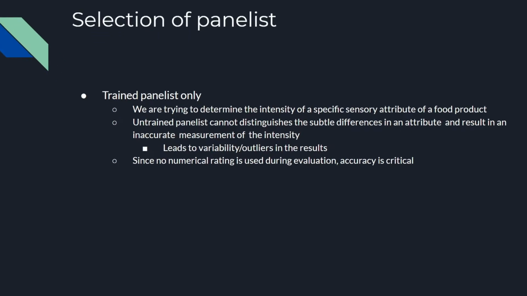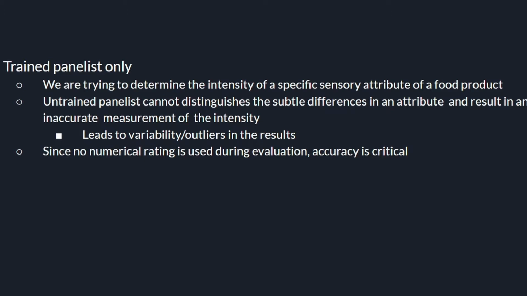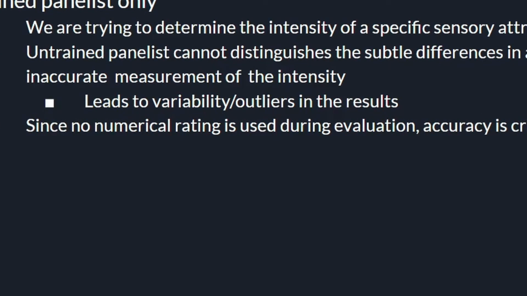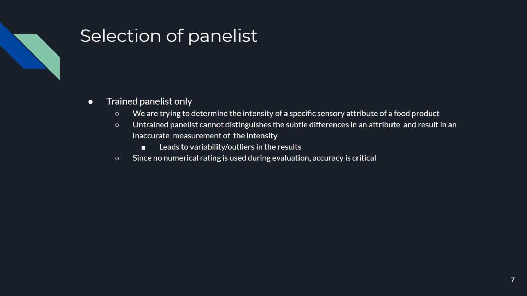For the sample testing, we will be using trained panelists only because we are trying to determine the intensity of a specific sensory attribute, and in this situation, we are testing the color intensity of maple syrup. If untrained panelists were to be used, they wouldn't be able to distinguish the subtle differences in the color intensity of the different maple syrup products, because these maple syrup products would all look the same if we just look at it at first. So as a result, they would inaccurately measure intensity, and this would result in lots of variance and outliers in our data. Also, since there's no numerical rating system, the panelists are essentially eyeballing it. So this is why we're going to use trained panelists, because they're more experienced in noticing these small differences.